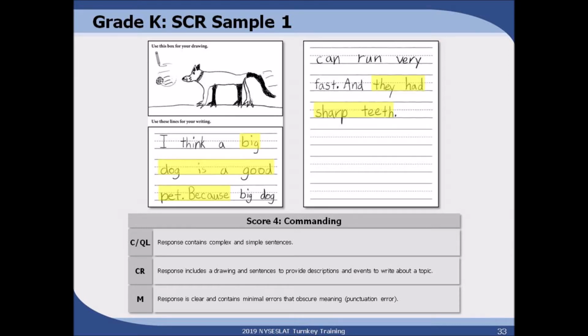This response is at the commanding level in all three dimensions. For complexity quality of language, this response has a complex sentence: "I think a big dog is a good pet because big dog can run very fast." It also contains a simple sentence: "They had sharp teeth." For coherence of response, the response includes a drawing and a string of phrases and sentences to provide descriptions. The descriptions include big dog, run very fast, and sharp teeth. The response is clear with minimal errors that obscure meaning.